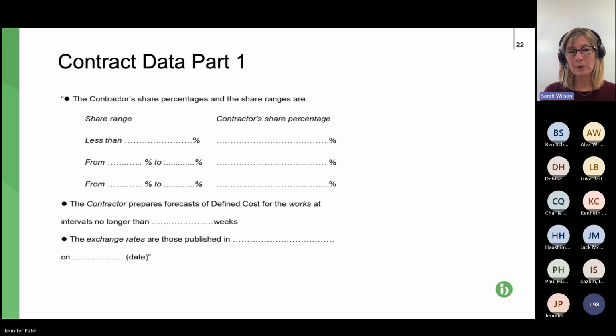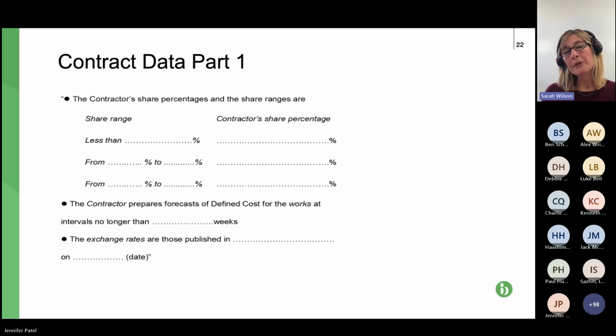So this is the really important information. Obviously the target cost is important. That goes in the contract data part 2, so that's the bit the contractor or subcontractor fills in. But this first bullet point is setting out the share range. These are the increments that I was talking about. You've got several share ranges here. In my example, we've got more share ranges than this. And it sets out the contractor share percentage on the right-hand side. If you remember that left and right-hand side, because when we come to the example, I'll be referring to that.